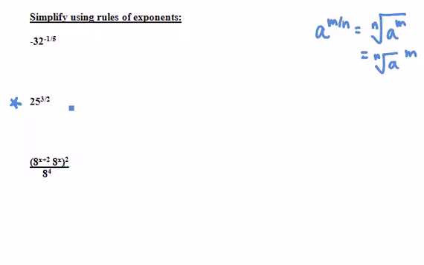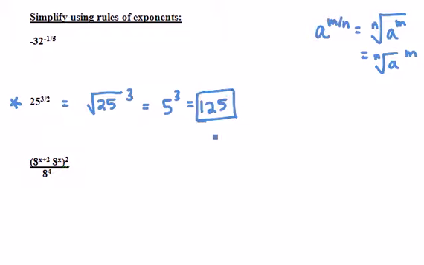25 to the 3 halves would mean that we have 25 being square rooted and then cubed. And I think it's probably easier to cube it after you square root it. So in that case we have 5 cubed, which is 125. And I did do all of that without a calculator. Next, we'll go up here.